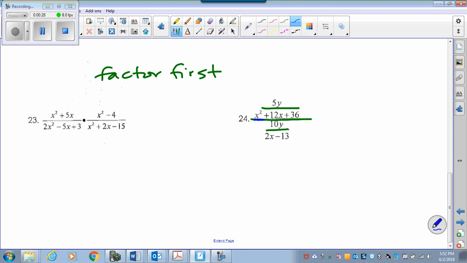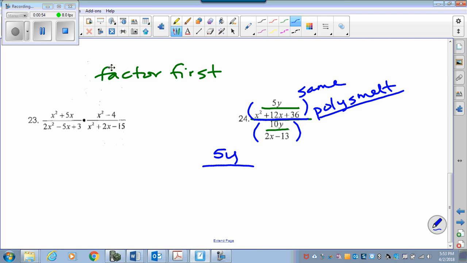Okay, this just means that's a division problem. You have that fraction divided by that fraction. So what I do is I leave, remember, the first one stays the same. So it will be 5y over, and now I'm going to factor x squared plus 12x plus 36. You're going to do Pauli Schmelz, and you get your factors there.